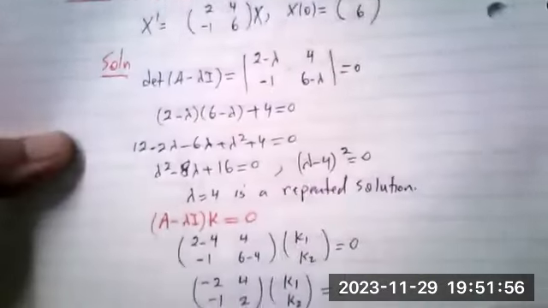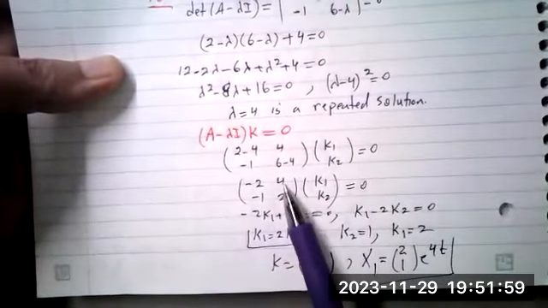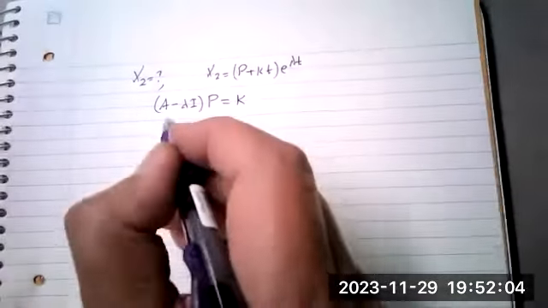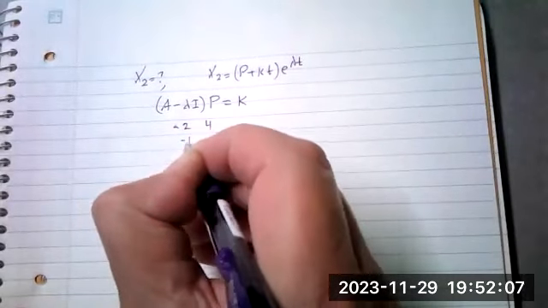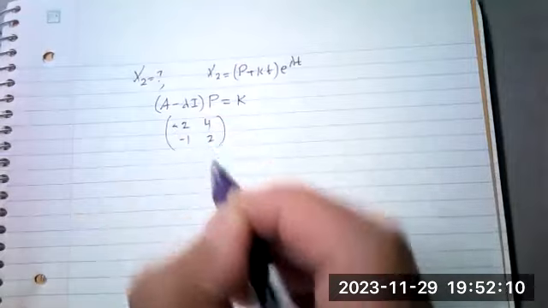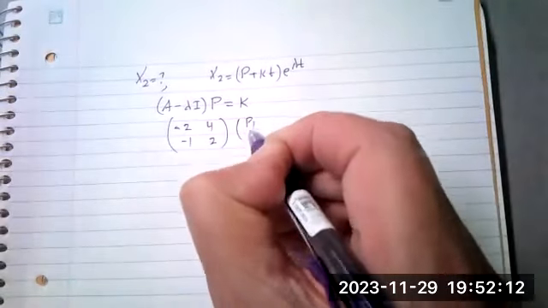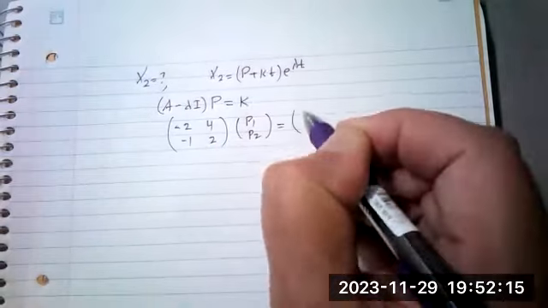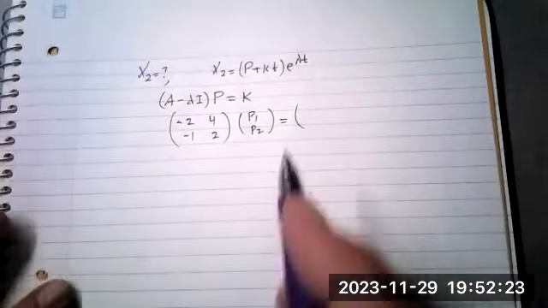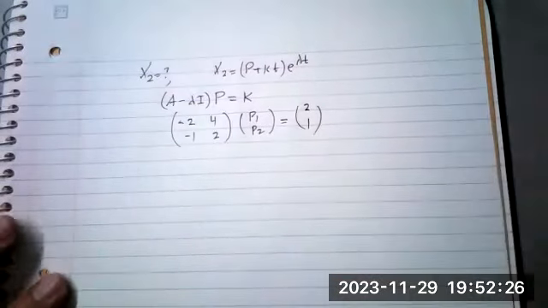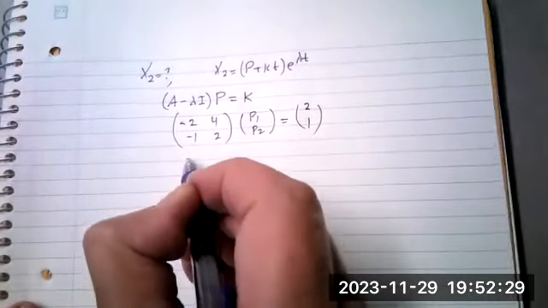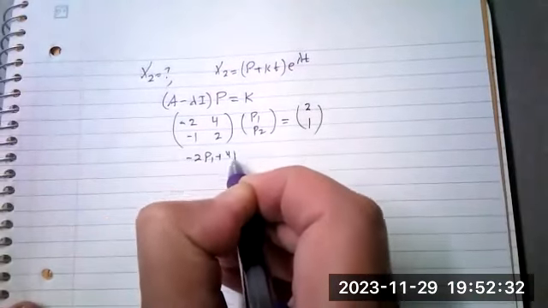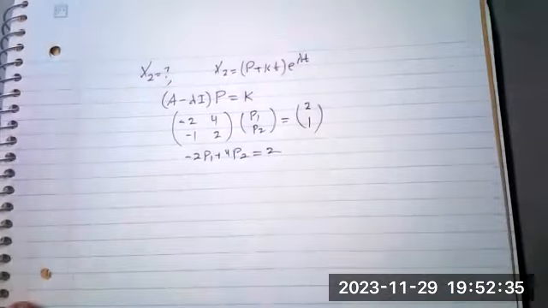We'll go back to the matrix that you simplified already, and you bring it here again. Remember, this is the simplified form: negative 2, 4, negative 1, 2. That will be times P1, P2, equal to K, and K is 2, 1. Quickly, that would give you P. Just one row is enough. Negative 2P1 plus 4P2, the first row, is equal to 2.